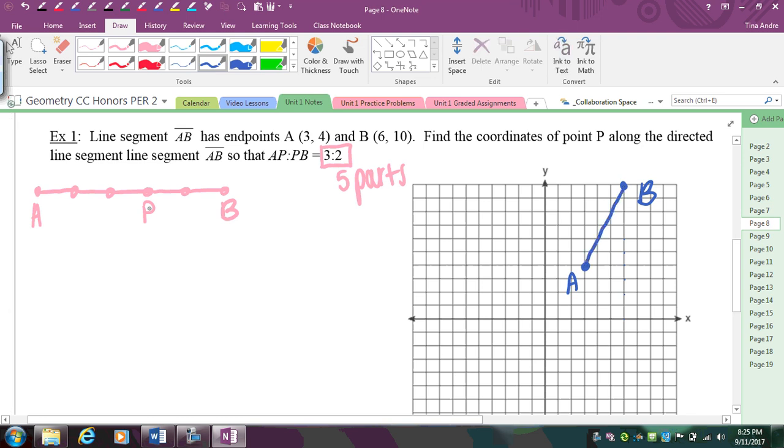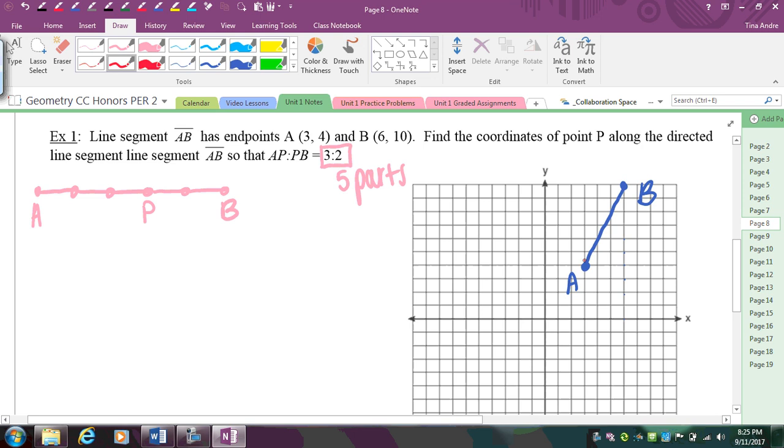And I care about the third coordinate here so that it's a 3-to-2 ratio. So if I want to divide this into 5 parts, that means I'm going to count the distance, but I'm going to divide it by 5. Kind of like when we do midpoint, we want to divide it in 2 parts. So we count the distance, we divide it by 2. So that's exactly what we're doing here.